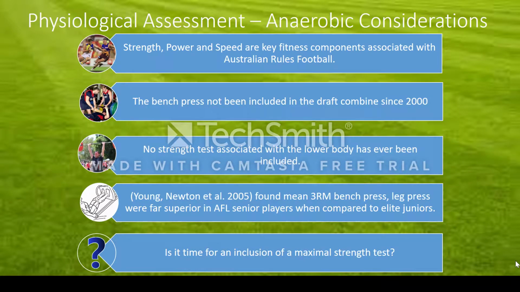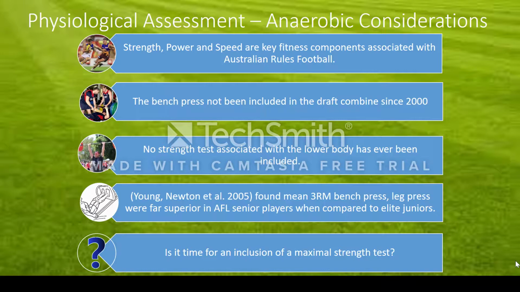Strength, power and speed are key fitness components of AFL, and indeed most team sports. Speed and power are tested in the draft combine through the 20-metre sprint and vertical jump tests. However, there is no test for maximal strength. The bench press has not been included since the year 2000, and a lower body strength test such as a leg press or squat has never been included. Perhaps this is due to a lot of underage players not being exposed to well-designed resistance programs and do not possess the necessary expertise to execute these lifts.